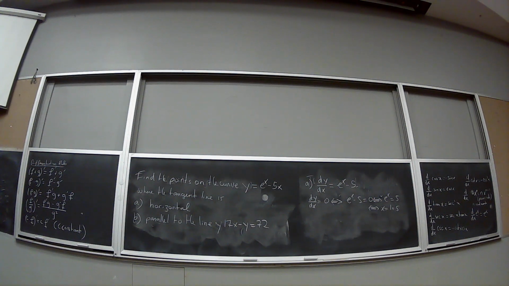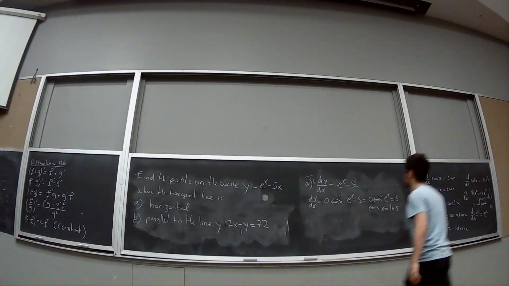Now, if x equals ln 5, what is the value of y? How do I find it? I have a point on the curve whose x value is ln 5. What is the corresponding y value? You replace x by ln 5, in the derivative or in the original function? In the original function, very good.